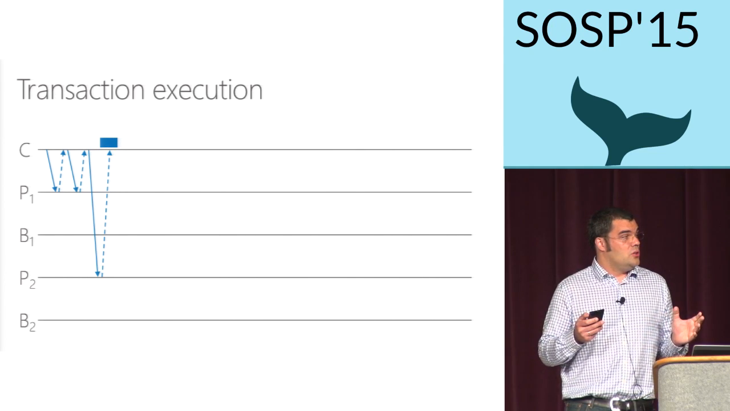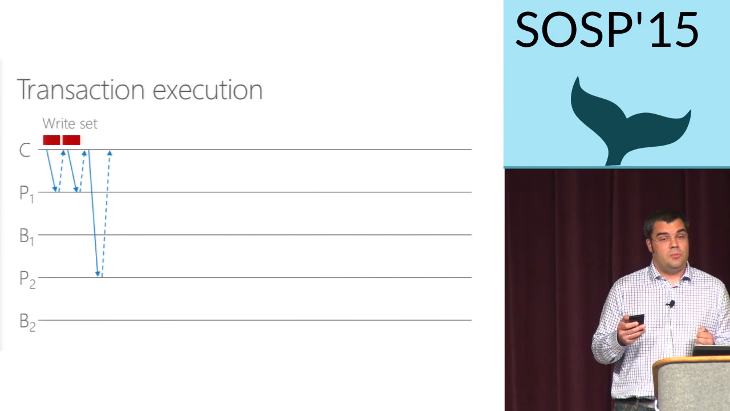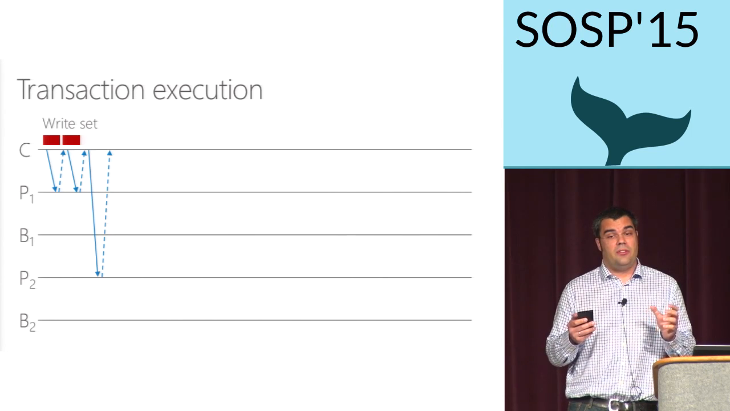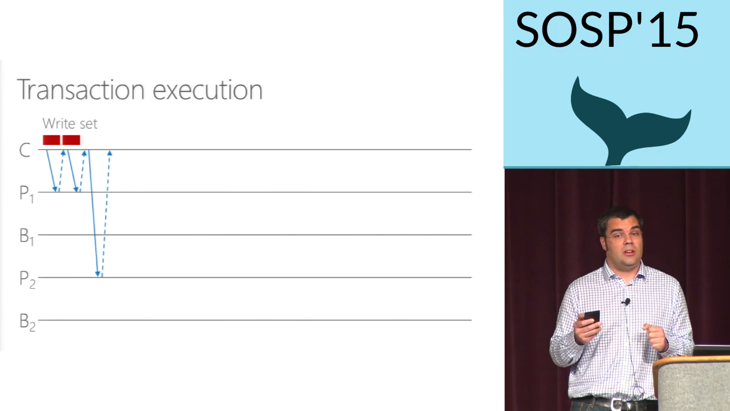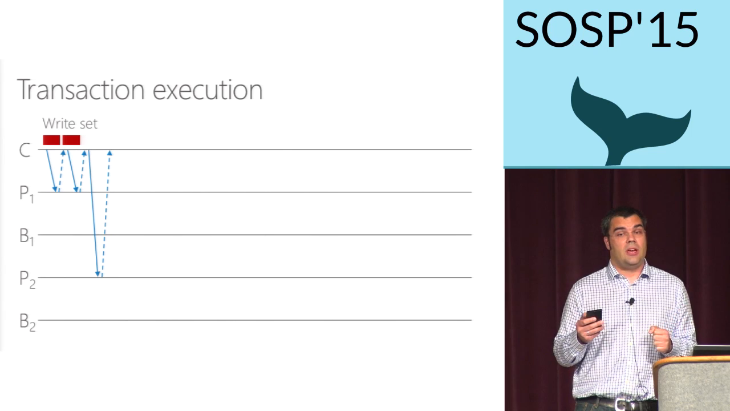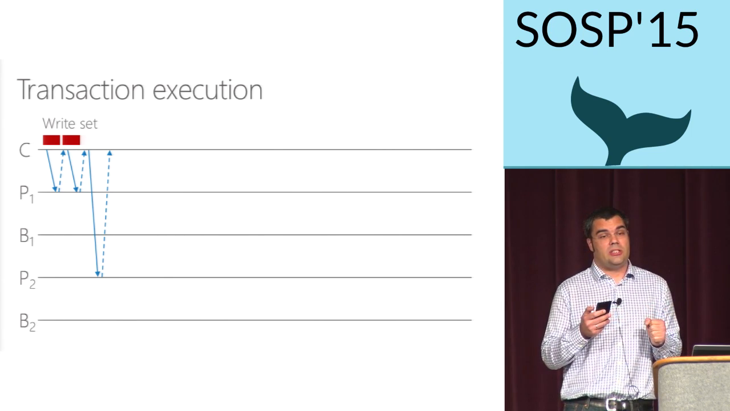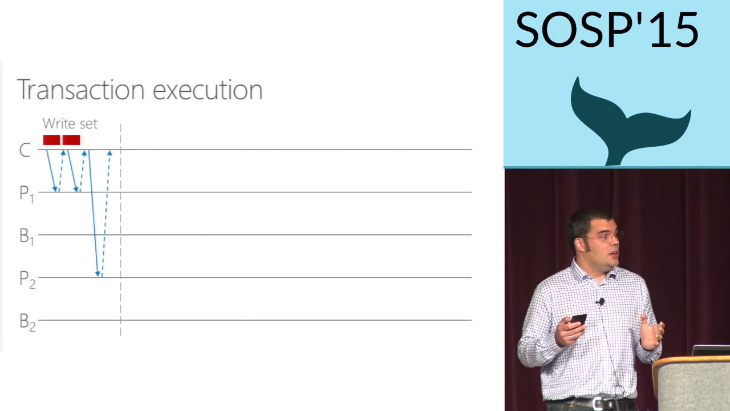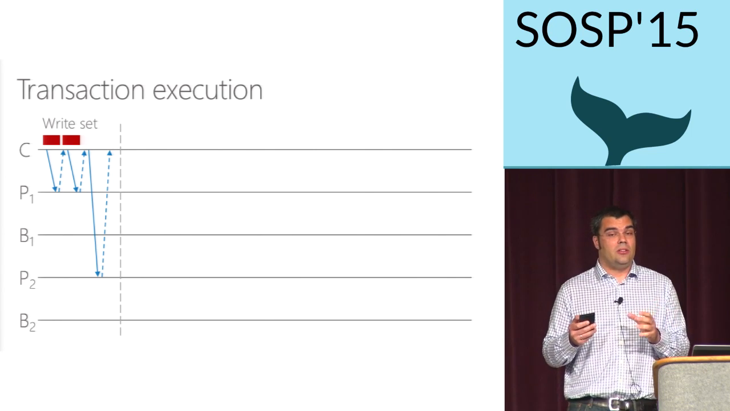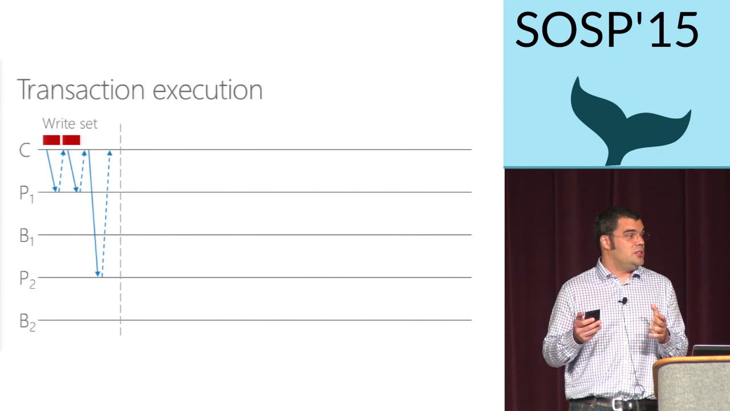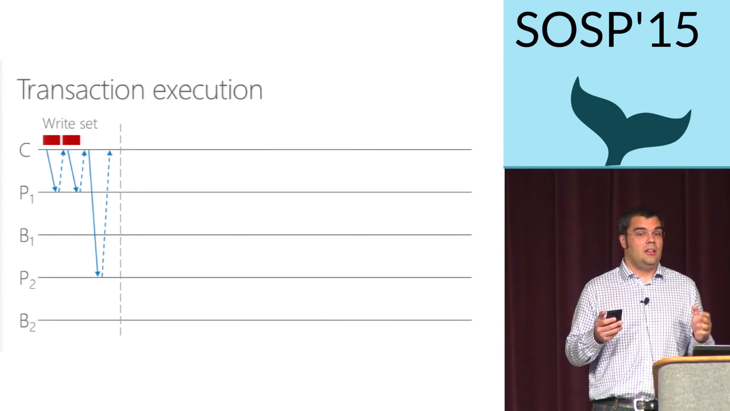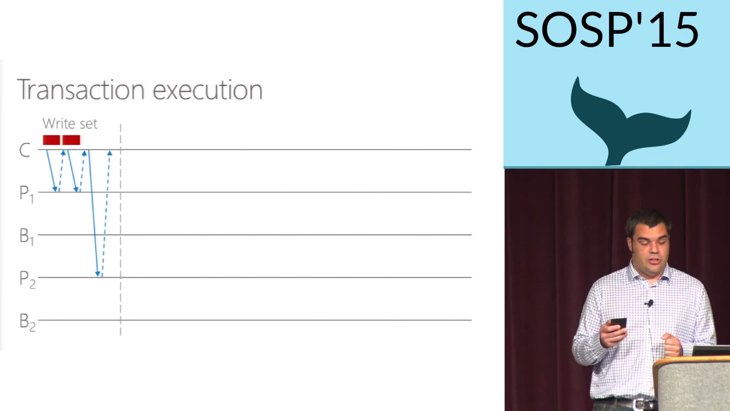Okay? So writes are also optimistic, which basically means that writes are buffered in the local memory of the coordinator until the commit time. And at the commit time, we attempt to commit this optimistic transaction. If the commit succeeds, all the updates are applied atomically to the shared distributed memory. Otherwise, the transaction is aborted and typically retried.